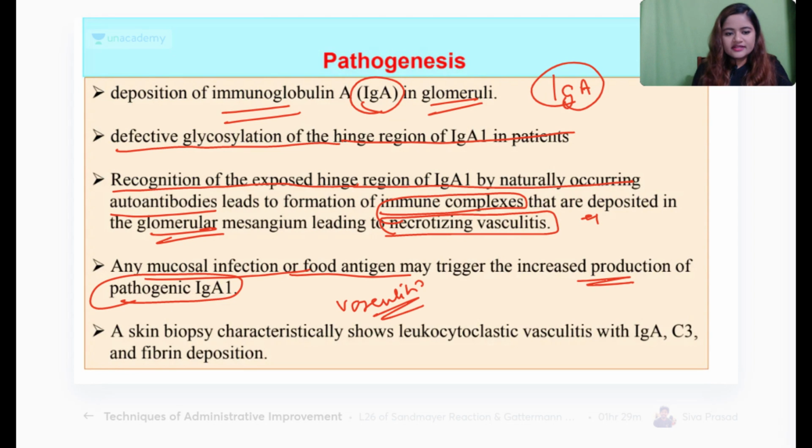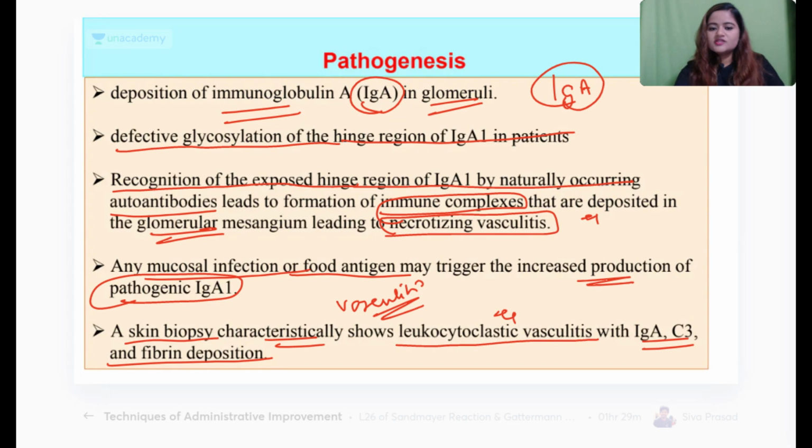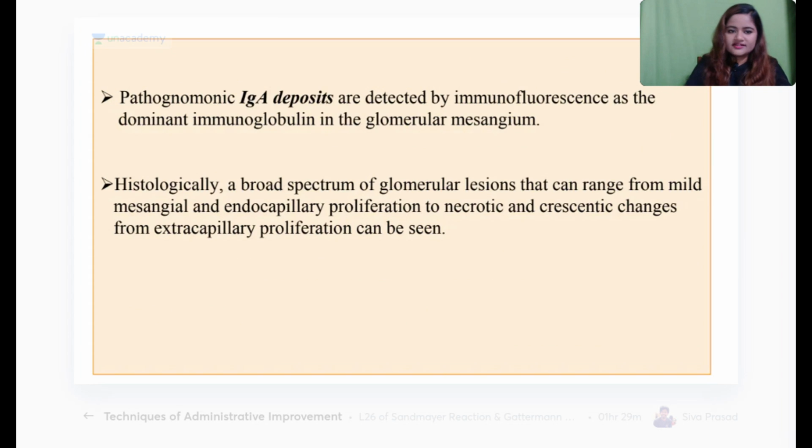Now in the skin, if we do a skin biopsy, very characteristically what will you find? There is leukocytoclastic vasculitis. As I told you right in the beginning, it is also known as leukocytoclastic vasculitis. That means you will see depositions of IgA, C3 and fibrin. Because of these depositions and autoimmunity, inside the blood vessels, in and around, the deposition of IgA, C3 and fibrin is going to occur. As these get deposited, your vessels get damaged. If the vessels get blocked, it is going to lead to necrotizing vasculitis.